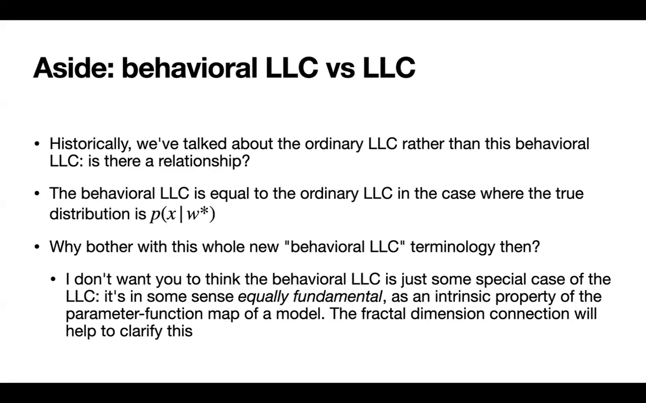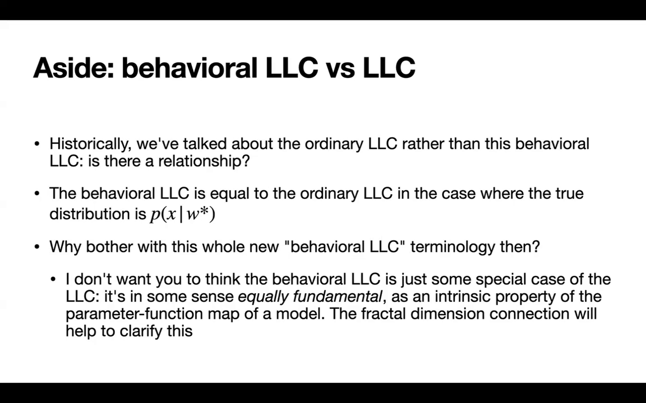This is some terminology we use internally, but I can explain why I've bothered here. It turns out that this behavioral LLC is actually the same as the ordinary LLC in the case where the true distribution is the one you get at W star, the point you're looking at. So why bother with the whole behavioral LLC terminology? Why not just say the LLC where the true distribution is W star?